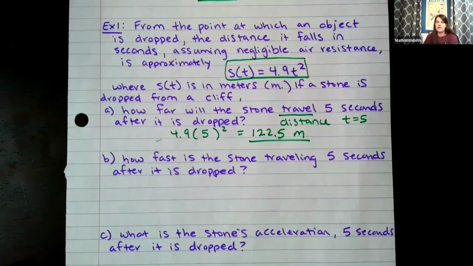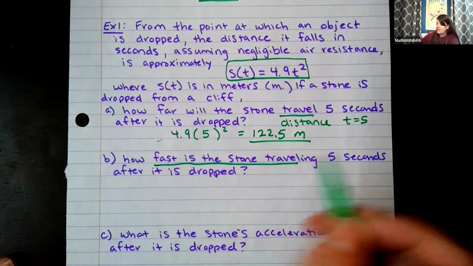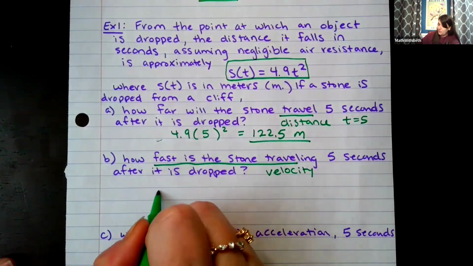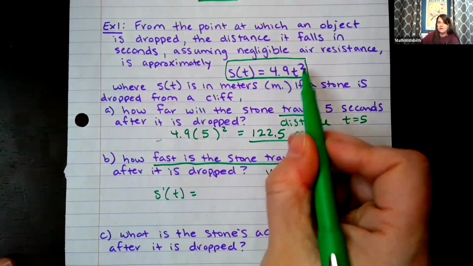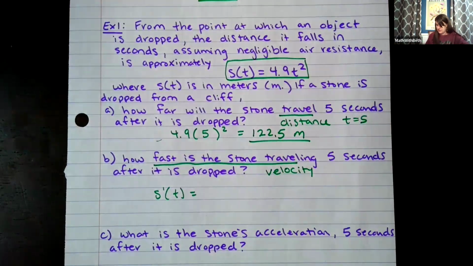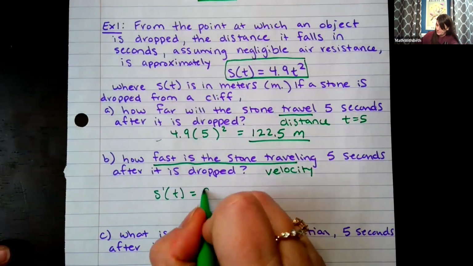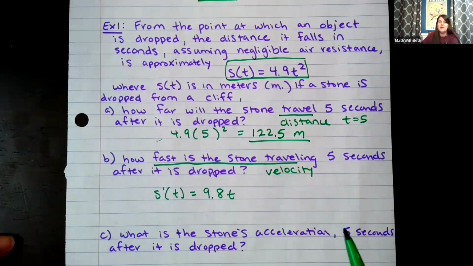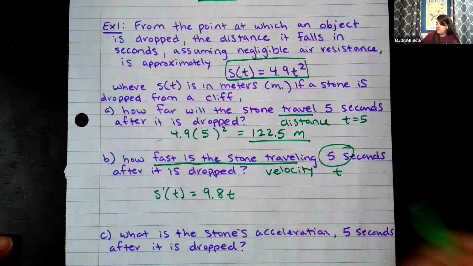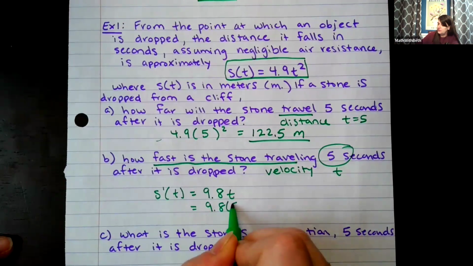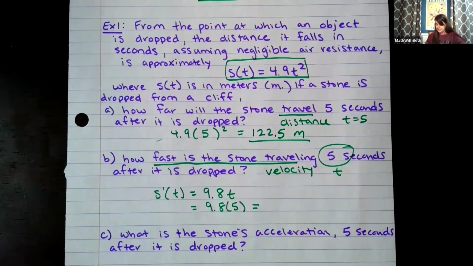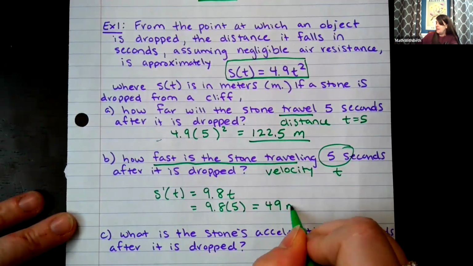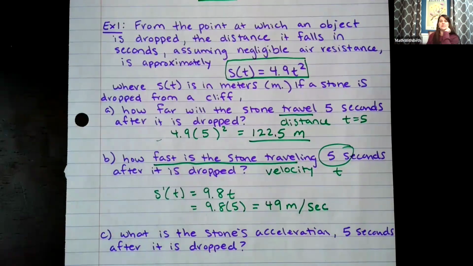How fast is the stone traveling? That's referring to velocity. So I need the derivative. So step 1 is to find the derivative of my original equation. So I need to multiply the 2 out front and then do 2 minus 1, which gives me 1. So I don't need to write it. And now again, they gave me a t, so I can plug that in to get my answer. Since we're talking about how fast it's going, this is 49 meters per second.